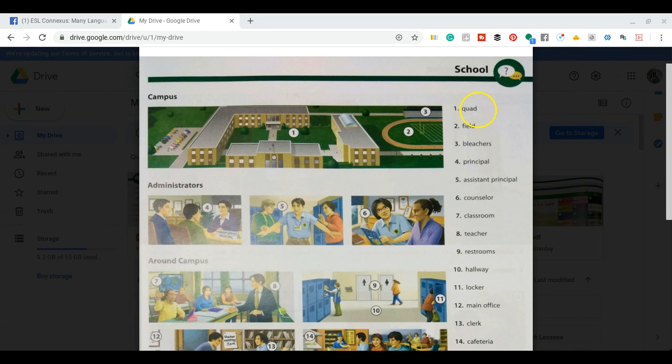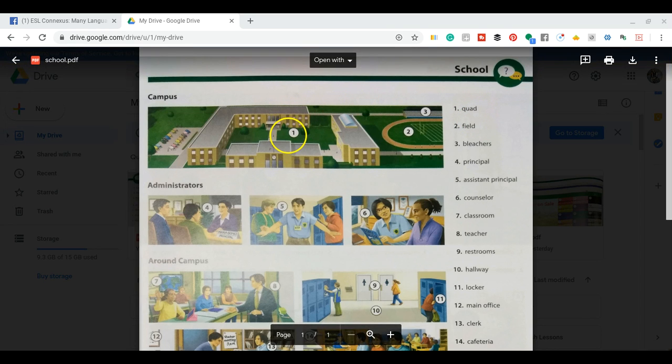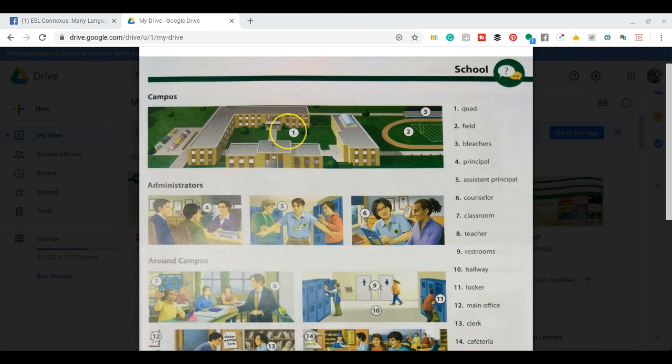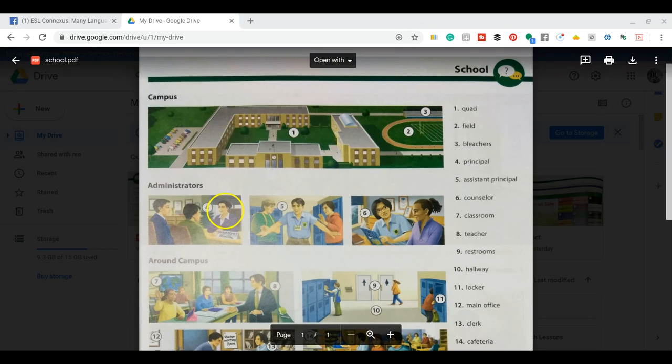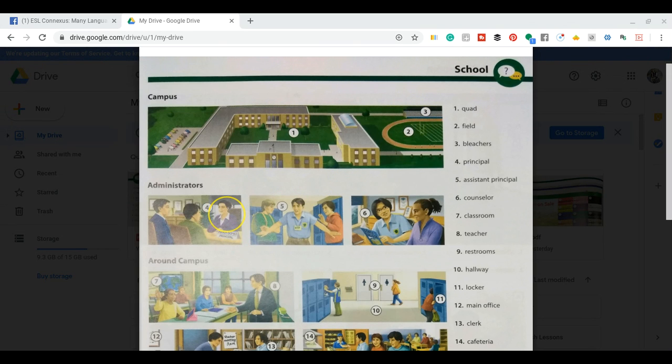Quad, quad. This would be a quad. 2, field, field. 3, bleachers, bleachers. 4, principal, principal. 5, assistant principal, assistant principal.